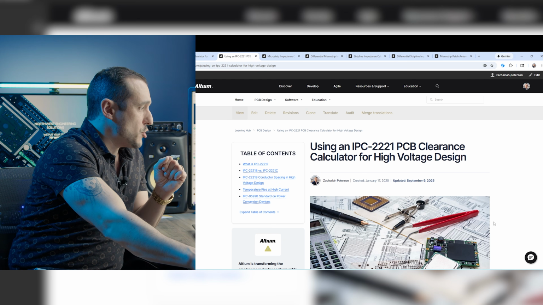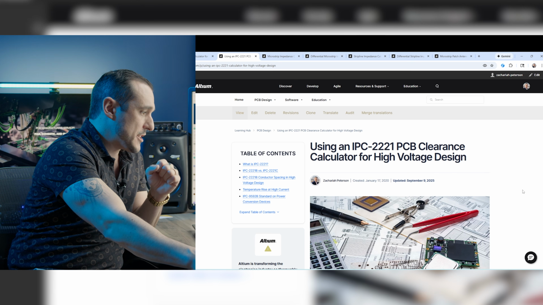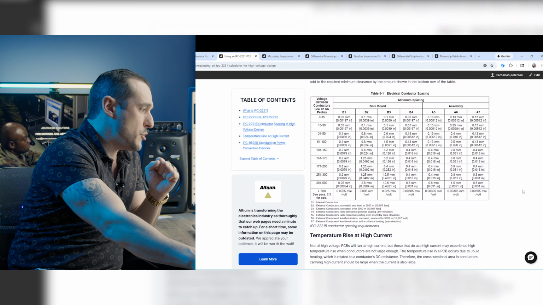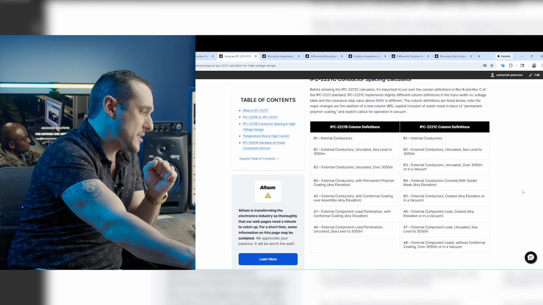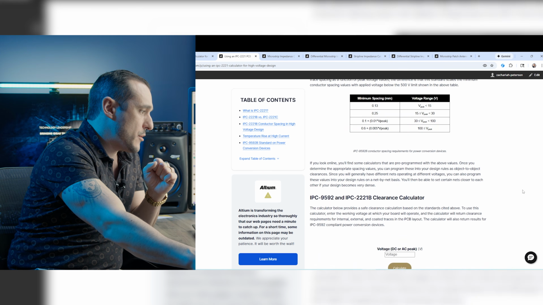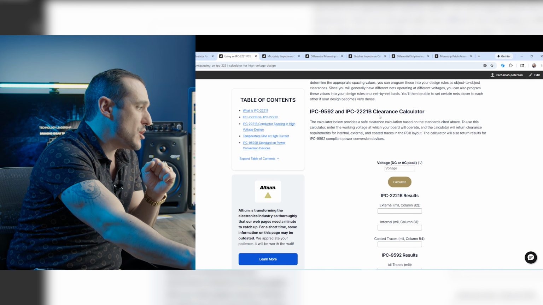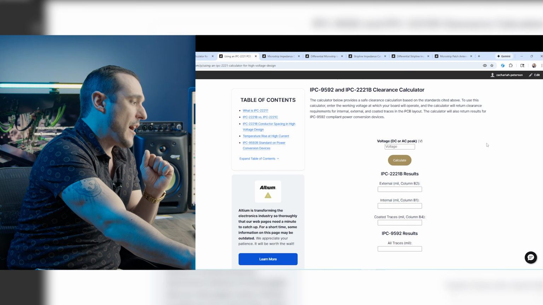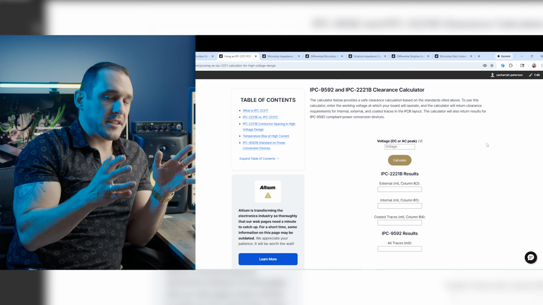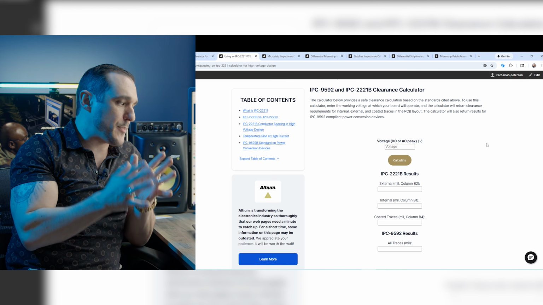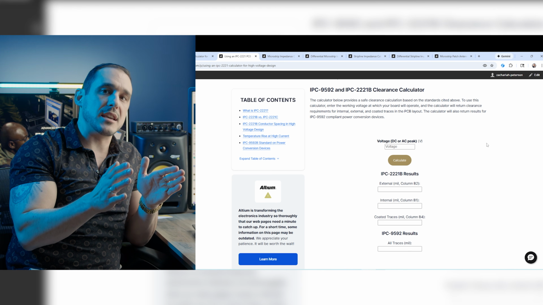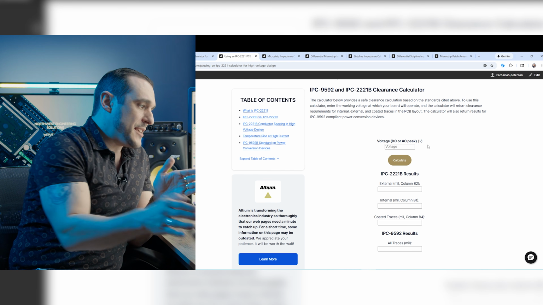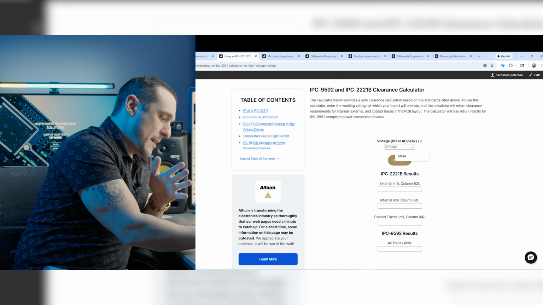The other IPC 2221 calculator that I have here is a clearance calculator for high voltage design. And you can see here that we have a few different tables and calculators located on this page. Now, the calculator here is for the IPC 2221B standard and another standard, which is the IPC 9592 standard. And so this calculator is telling you how far apart you need to space pieces of metal in your PCB in order to prevent arcing and prevent other reliability problems. This is defined using an AC or DC peak voltage, and of course that makes it very easy to use.